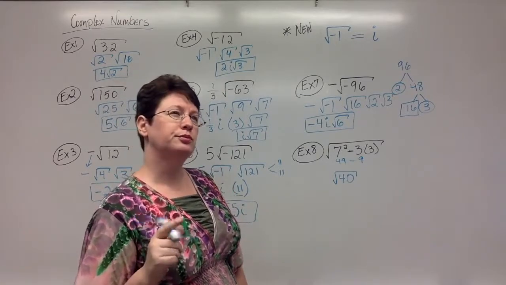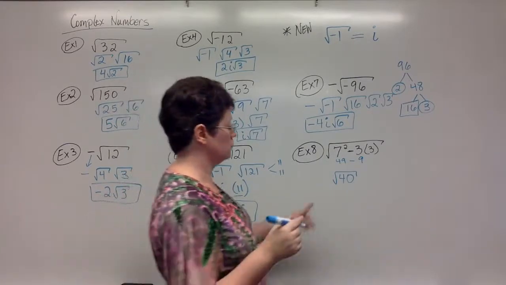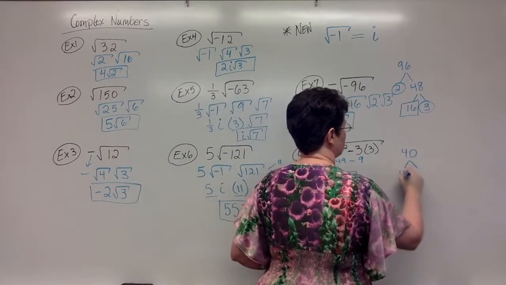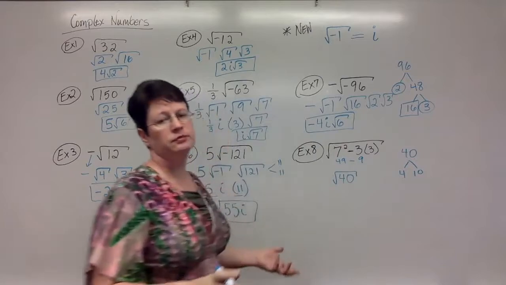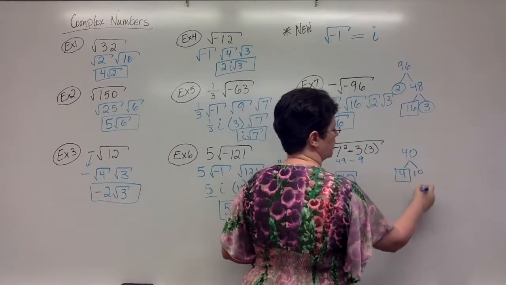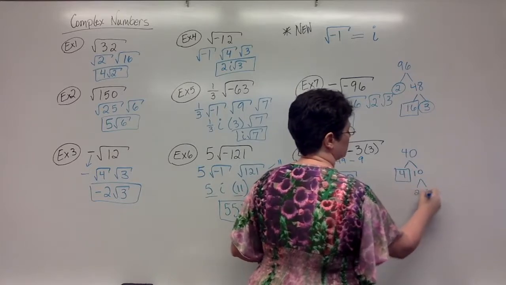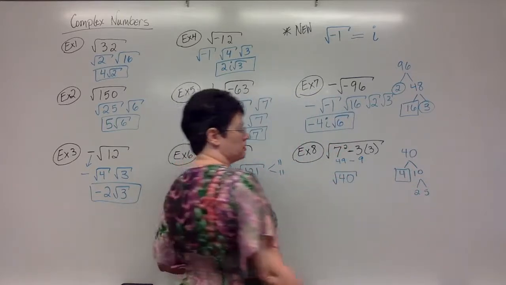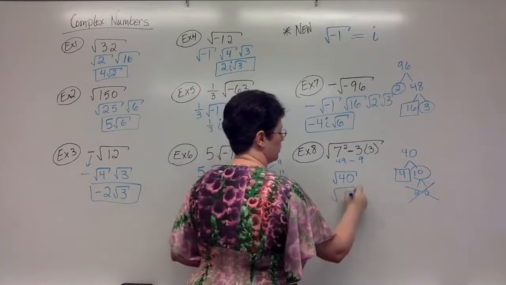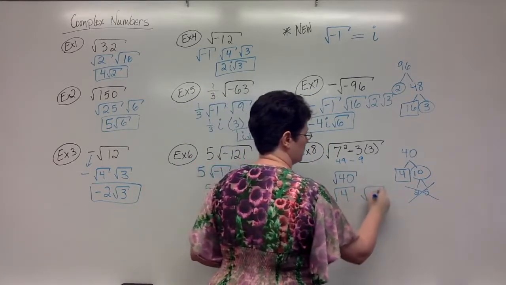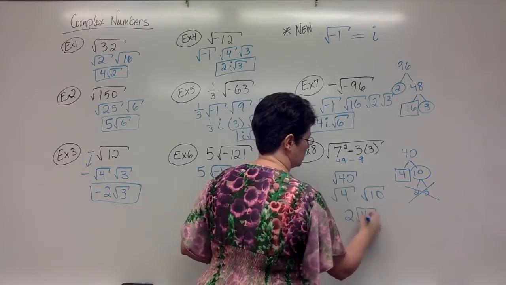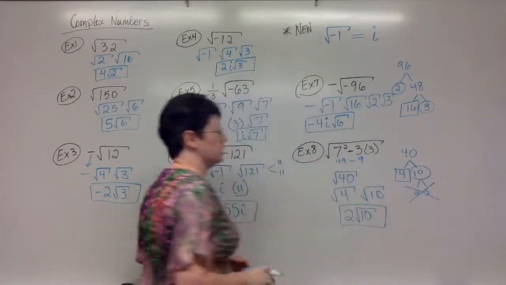So, 40. Just for kicks and giggles, I'll do a factor tree. The first ones that come to mind to me are 4 times 10. Those are the easy ones, right? 4 is a perfect square. 10 will split into 5 times 2, but those don't give me perfect squares. So I'm just going to stick with the 10. So I have square root of 4 and square root of 10. Square root of 4 is 2, and we can't take the square root of 10, so I just have 2 times square root of 10.